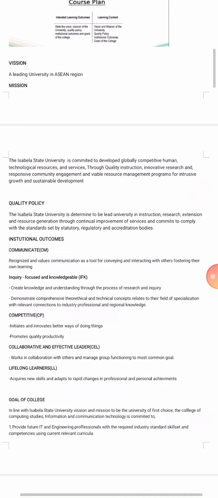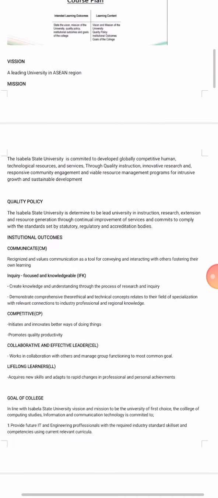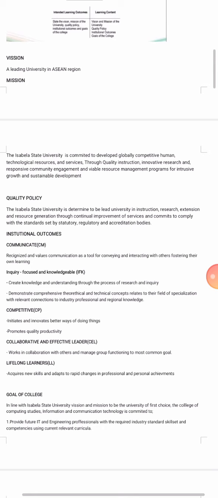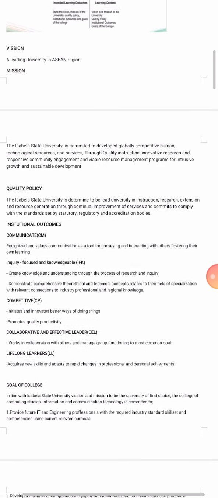Quality policy. The Isabela State University is determined to be a leading university in instruction, research, extension, and resource generation through continual improvement of services and commits to comply with the standards set by statutory, regulatory, and accreditation bodies.